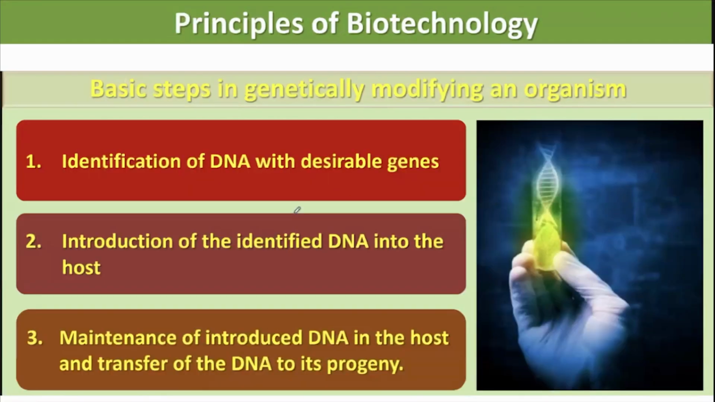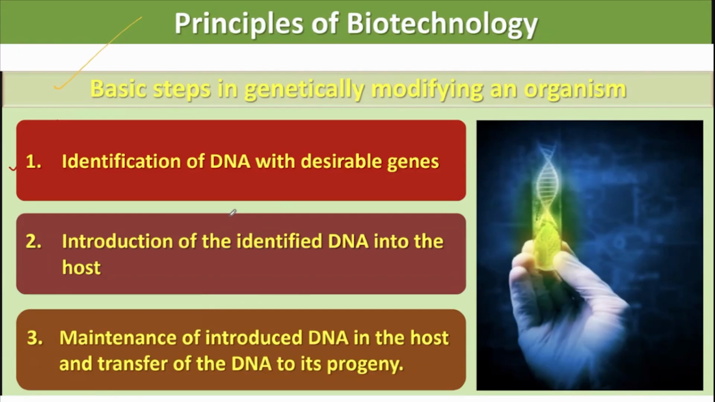So they come together in order to produce many items for the service of humans, right? Then we studied the basic steps in genetically modifying an organism. First is to identify our gene of interest, that is, the identification of DNA with desirable genes. For example, I already gave an example of a gene of interest, insulin, and how it was cloned. So first we identify what we want, let's say insulin. Then we identify the host in which the insulin protein can be easily amplified and synthesized.